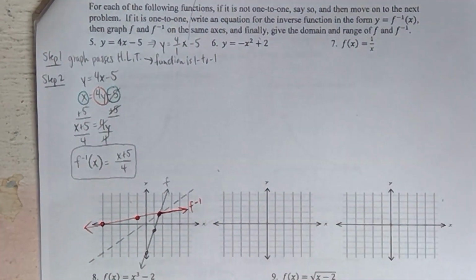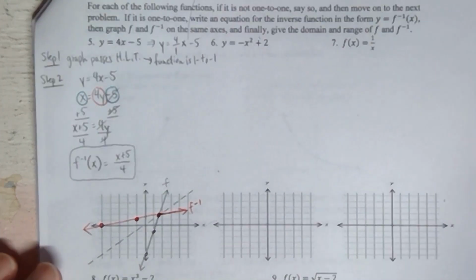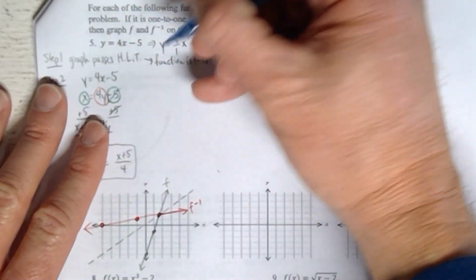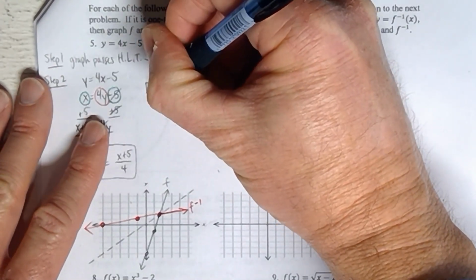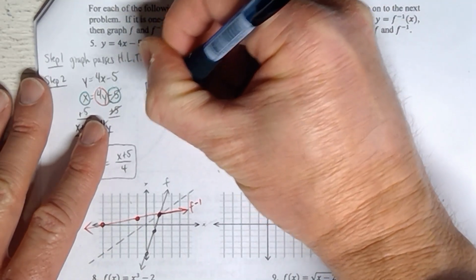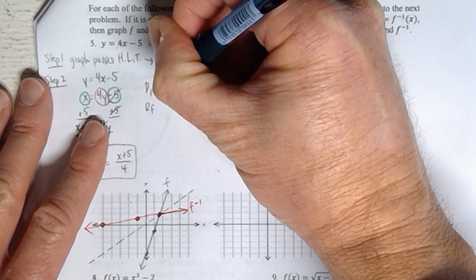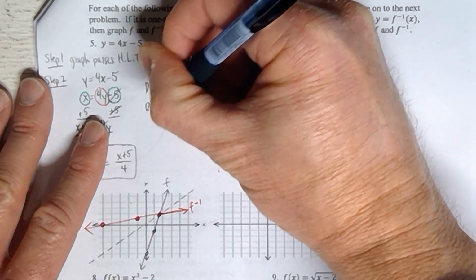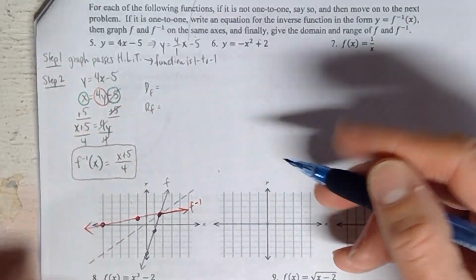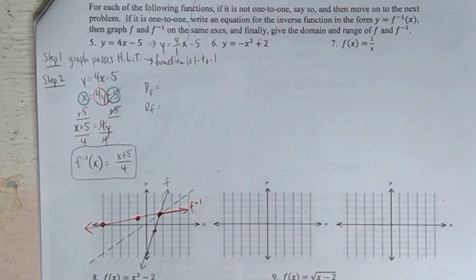And so the last thing we need to do is it says give the domain and range of both f and f inverse. I'm going to say D with a little f underneath it, R with a little f underneath it. That is the domain and range of f, not f inverse, but just f. What is that? Well, anytime you have a line, unless it's horizontal or vertical, it is going to have a domain and range that are both negative infinity to infinity.